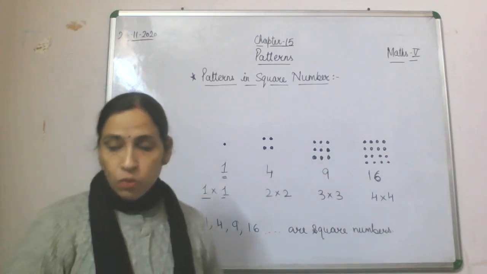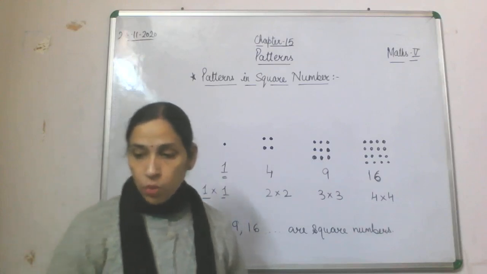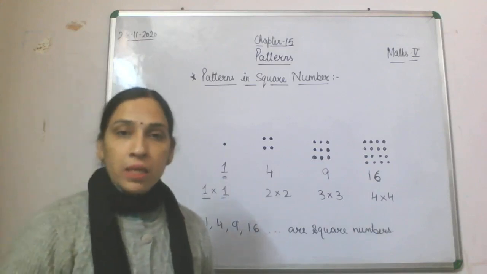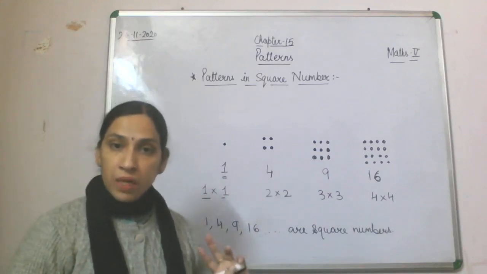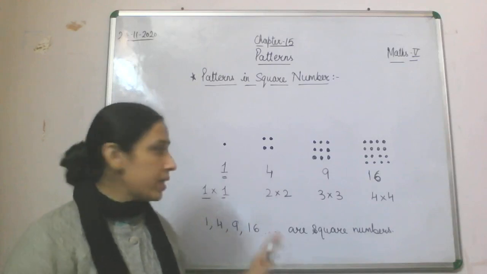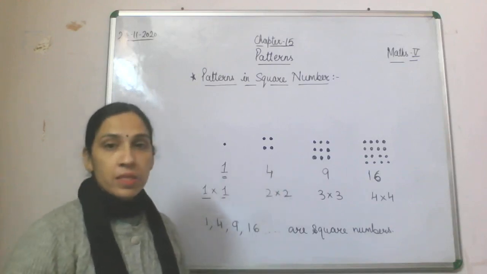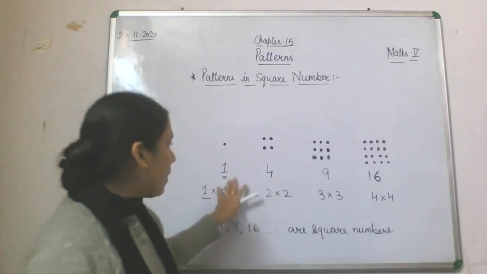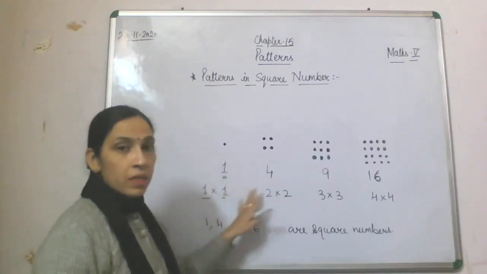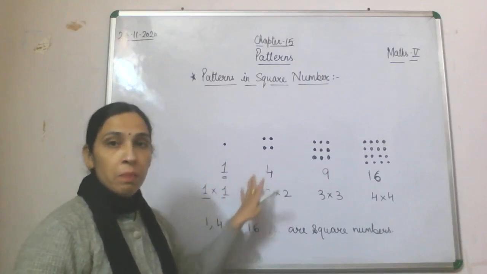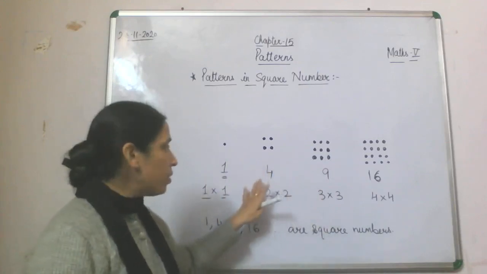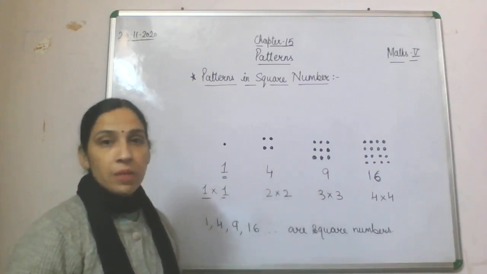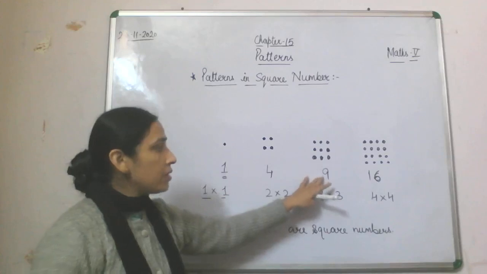So now, what are the properties of square numbers? See, when we are adding the previous two odd numbers, we will be getting the next square number. See how? 1 into 1, that will be 1 remaining. 4 is formed when 1 plus 3, that will become 4. Then 4 plus 5, that will become 9. Then after 9, what is that?